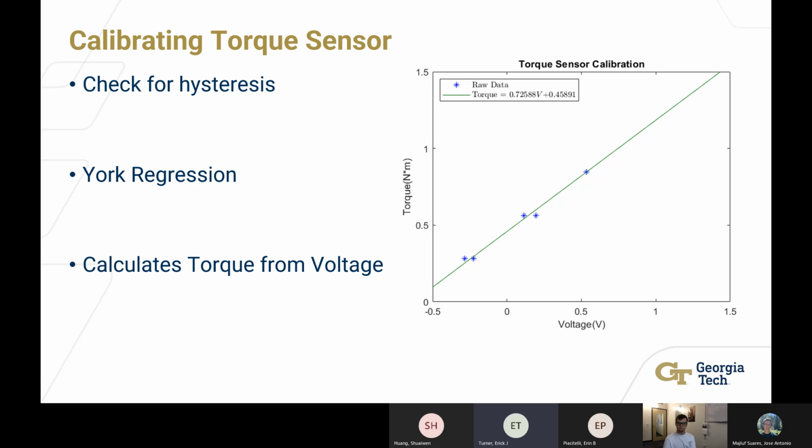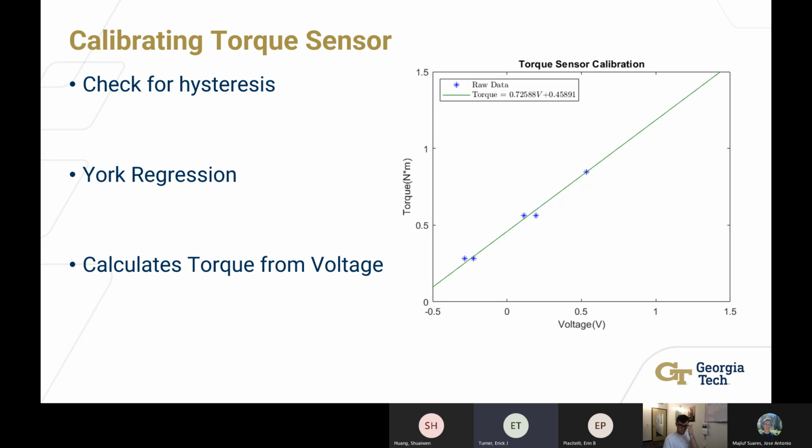The first step in each week's lab is to calibrate the torque sensor. To do so, weights and the moment arm length are measured. The weights are then stacked one by one to the end of the moment arm and then removed in the same way. Voltages are recorded for each addition and subtraction of weight.